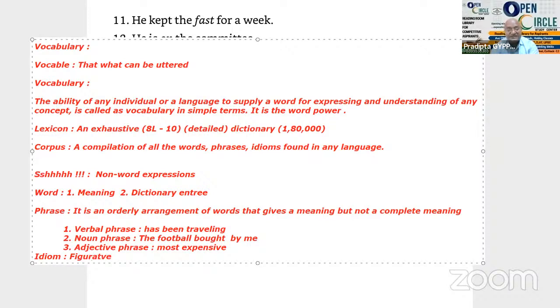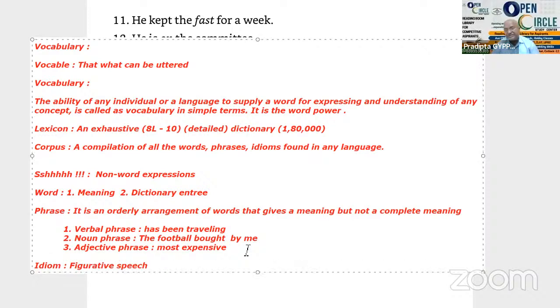What do you mean by a figurative speech? Figurative speech means when you do not say anything directly. You try to speak with the help of some words and expressions that indicate indirectly towards the concept. For example, I say black sheep of the family. What do you mean by that?